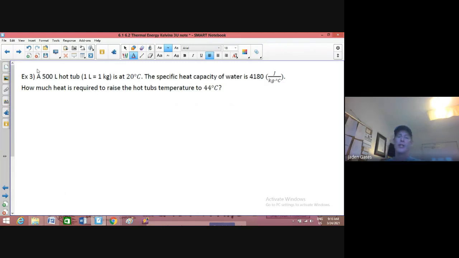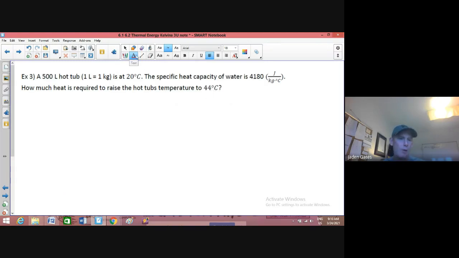The water is at 20 degrees, which is too cold for a hot tub, no doubt about that. Now, the specific heat capacity of water is 4,180, and again, I'm not going to get into the units here. But we want to look at how much heat is required to raise the hot tub's temperature to 44 degrees Celsius, which is about 104 or 105 Fahrenheit.